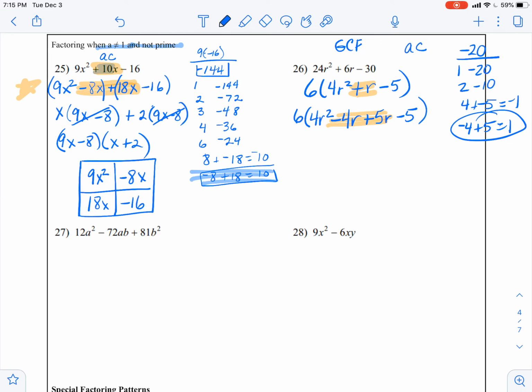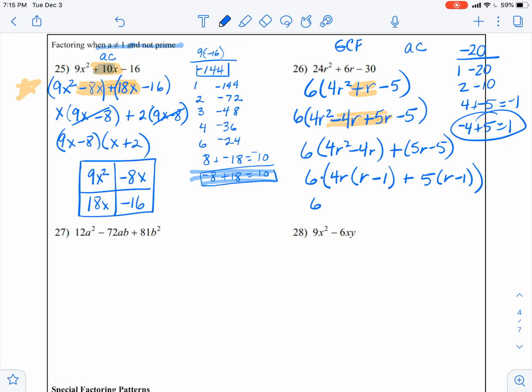Okay, I'm going to group. So I'm going to group the first two, and I'm going to group the second two. And so I can take out, so be careful with that 6 out there, I'm going to take out a 4r. Put that there. And that's going to leave me with an r minus 1. And in the second set, I'm going to take out a 5. And that leaves me with an r minus 1.